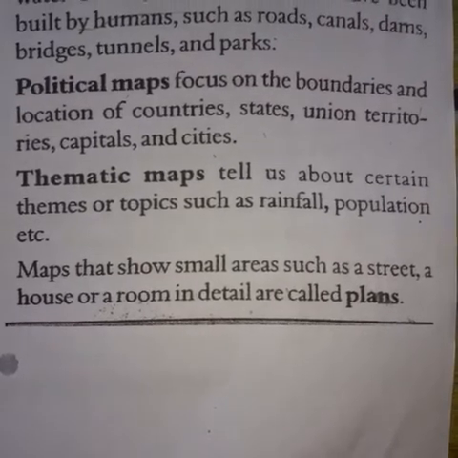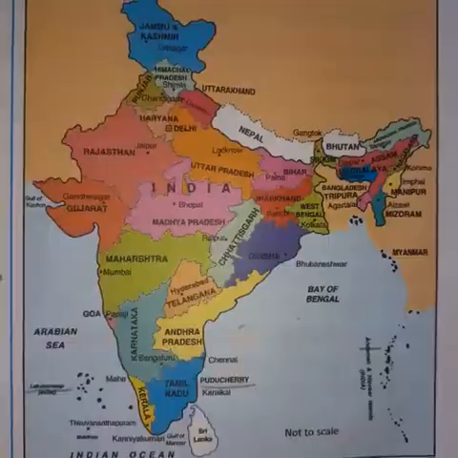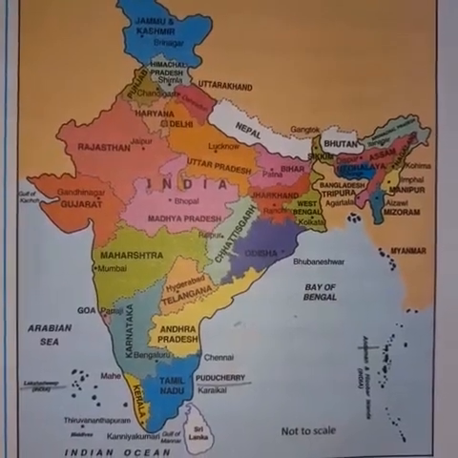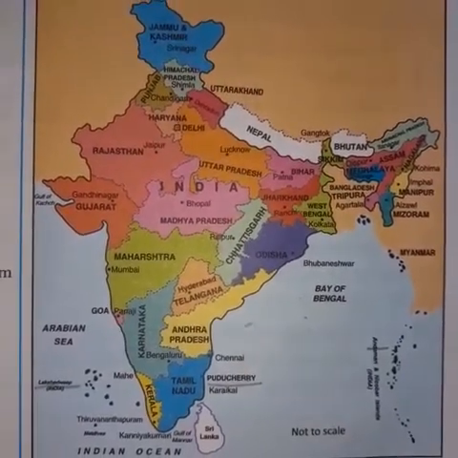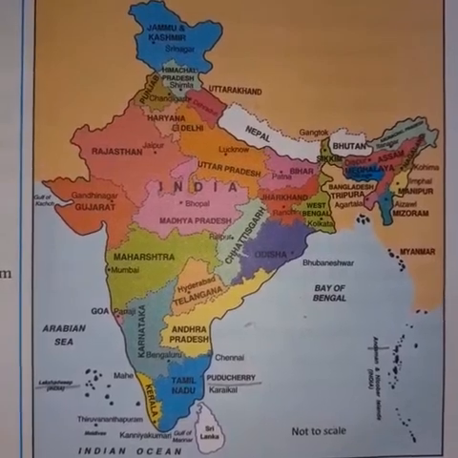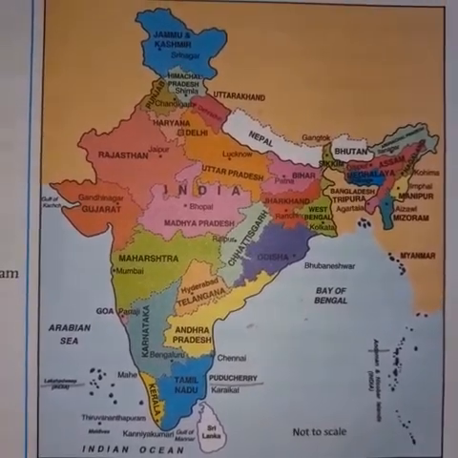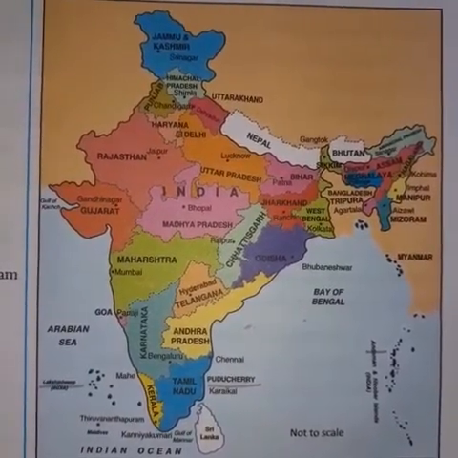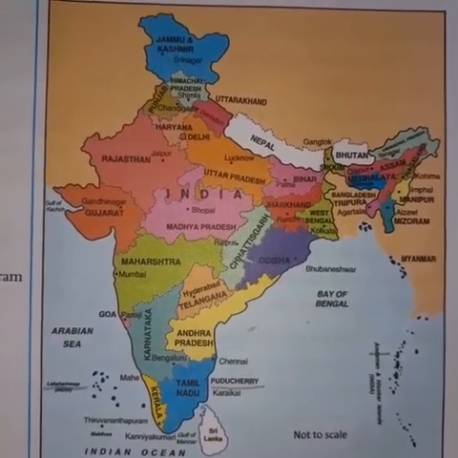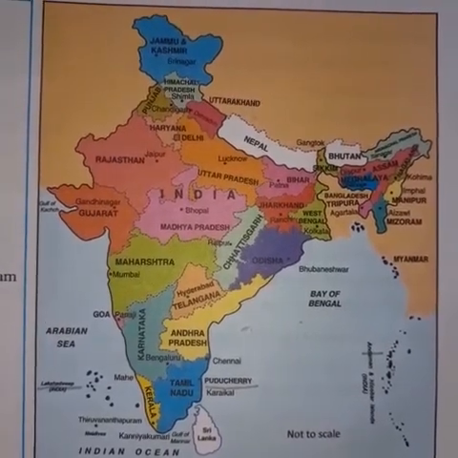For example, I am showing you a picture. This is political map of India. You can see boundaries and location of countries, states, union territories, capitals and cities. Next is thematic maps. Thematic maps tell us about certain themes or topics such as rainfall, population, etc.